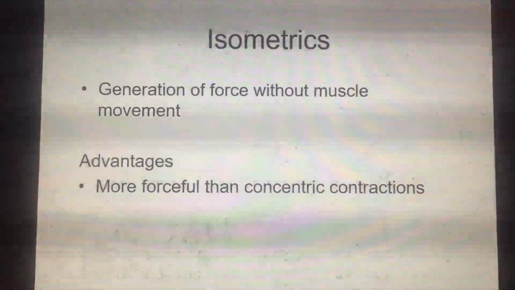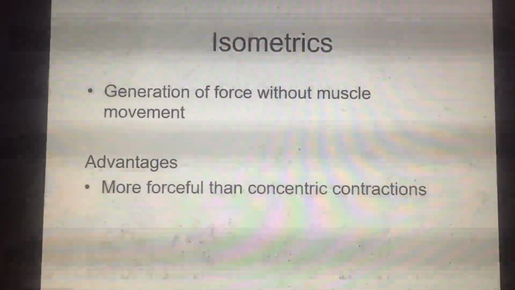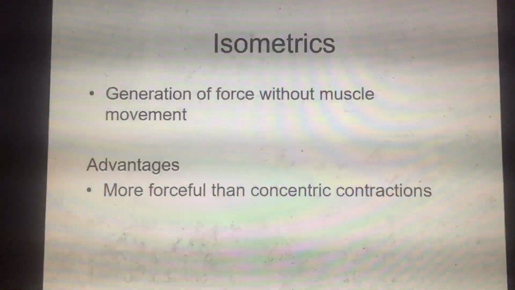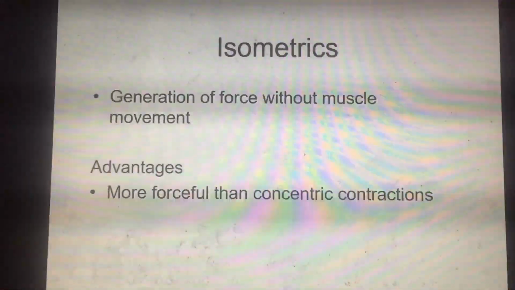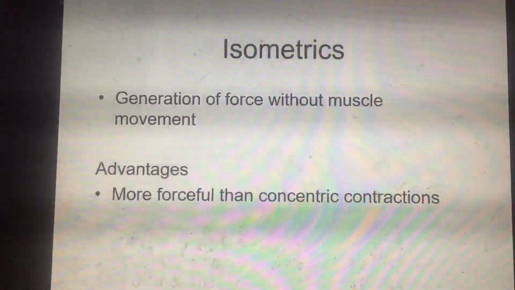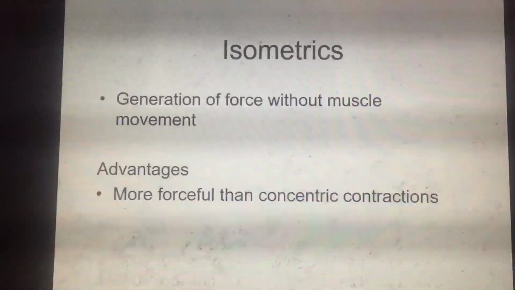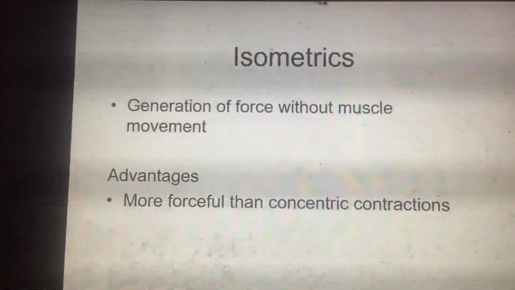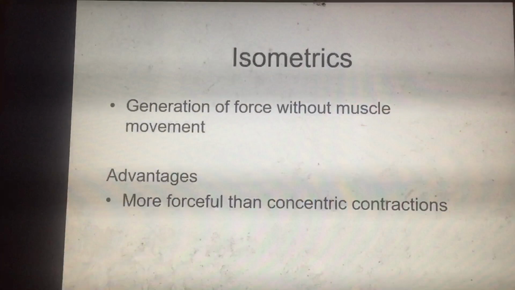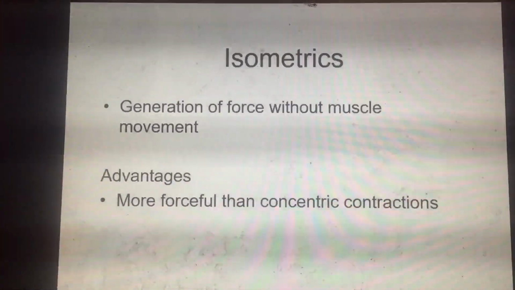Advantages here. First, you get more forceful contraction than concentric contractions. So isometrics are kind of the middle, most forceful contractions. So concentric are your weakest, isometric are your next strongest, and then eccentric are your strongest. So if you can use isometric contractions during your training, you can elicit quite a high force output with your muscles and achieve a good overload that way.